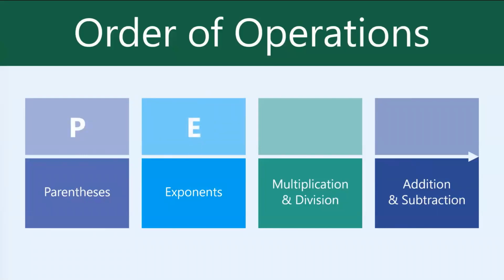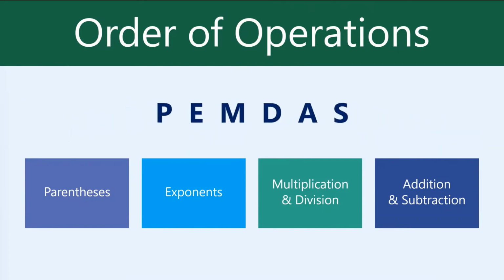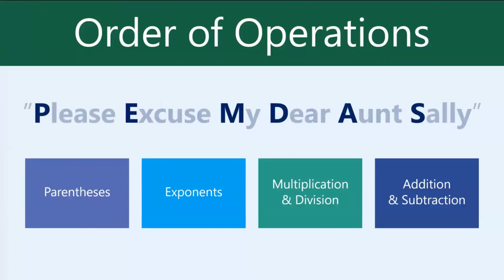Then, if you have any exponents, you'll calculate those. Next is multiplication and division. And finally, addition and subtraction. Excel knows to use the order of operations whenever it calculates a complex formula. It's important that you remember it so you can create formulas that'll give you the correct answer. To remember the order, you can just use the acronym PEMDAS. Or to make it even easier, remember the phrase, "Please excuse my dear Aunt Sally." Let's take a closer look at some examples.